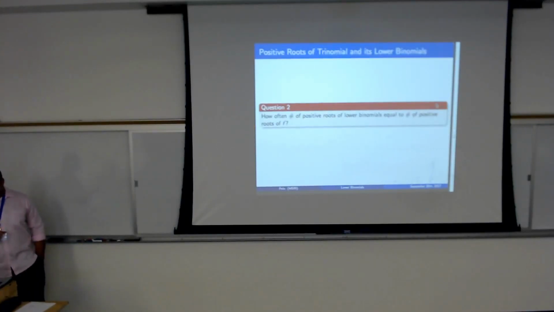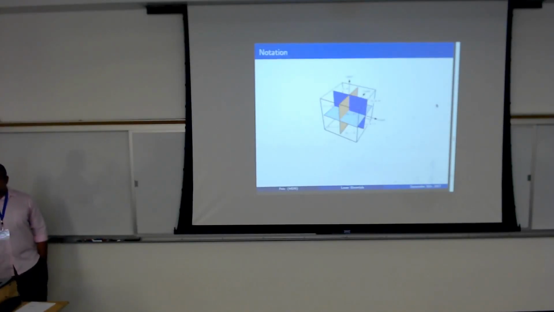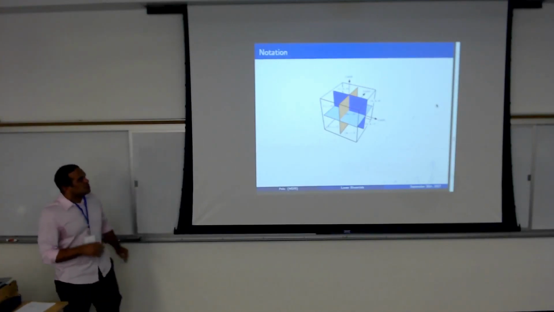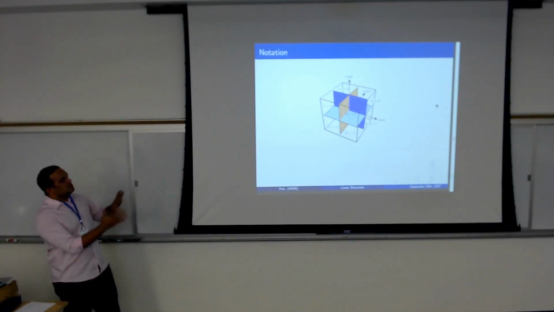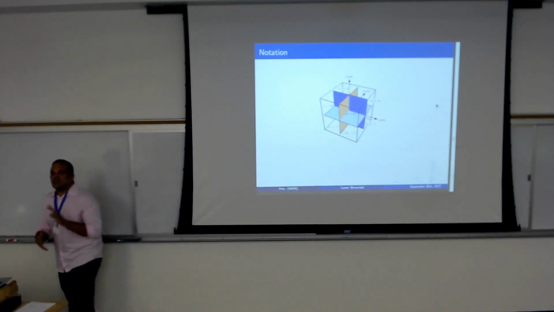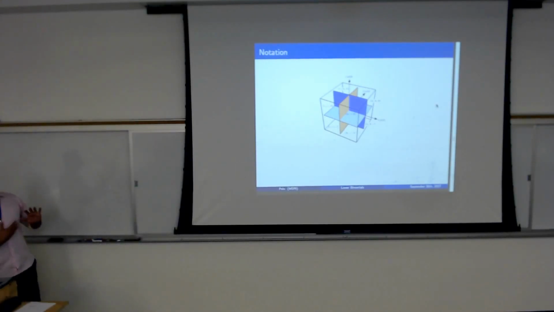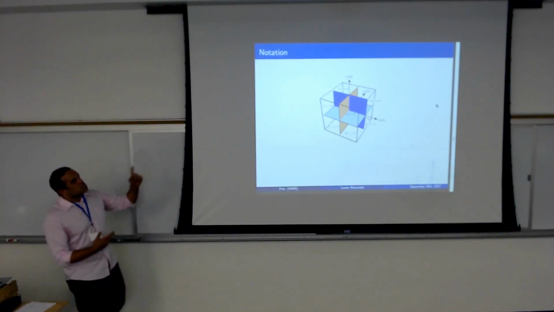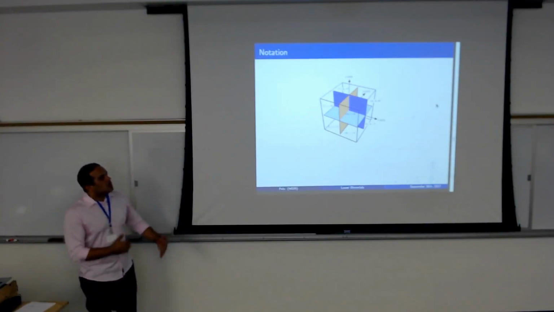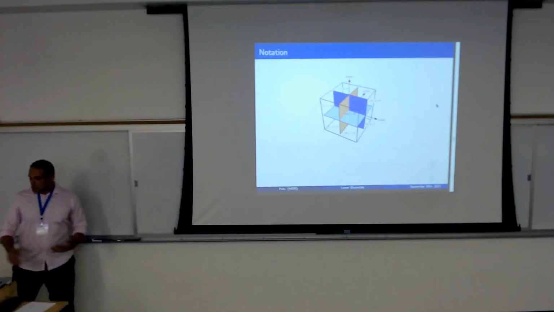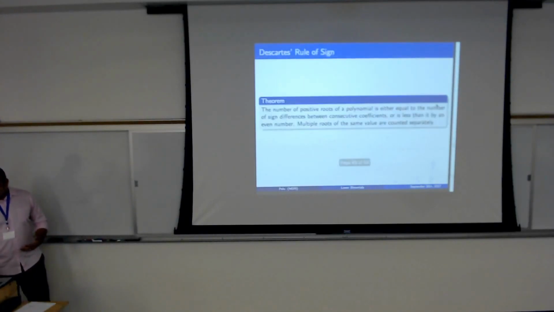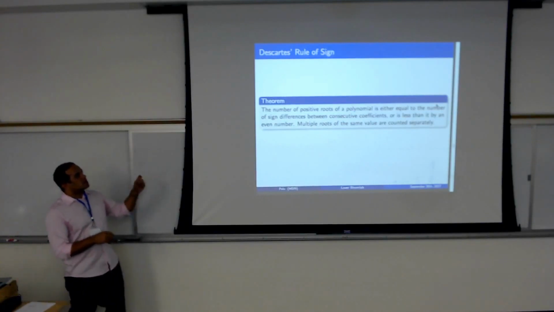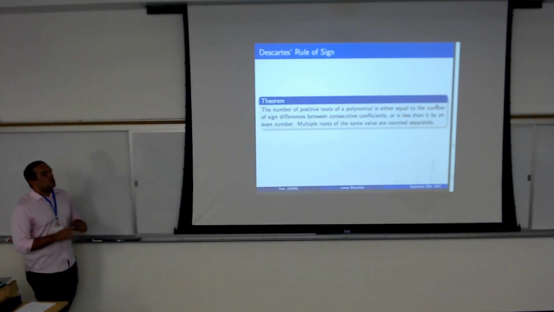How often does the number of possible roots of the lower binomial equal the number of possible roots of f? Well, just to establish some notation, in here we're considering the different octants, and each octant can be associated with a different distribution of signs. The first octant is going to be the octant with signs positive, positive, positive, and we are going to use this sloppy Descartes' rule of signs. I will explain why sloppy.